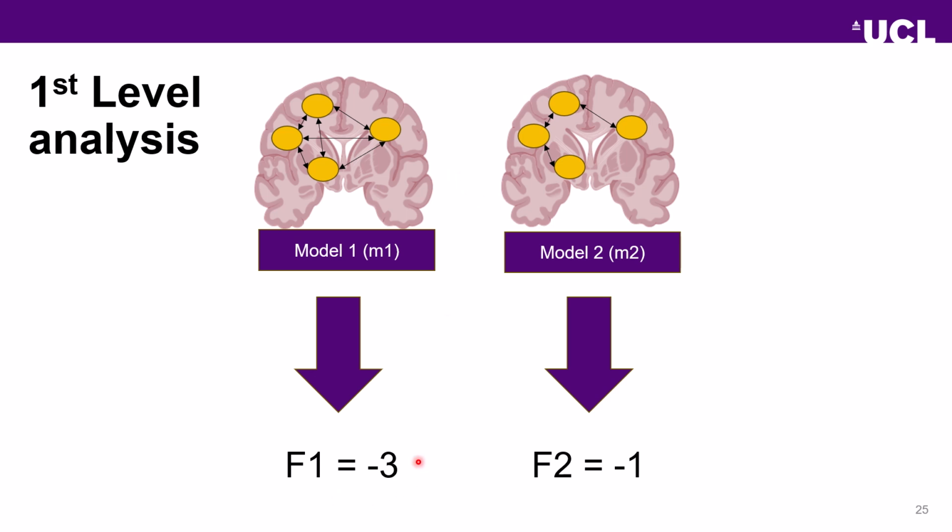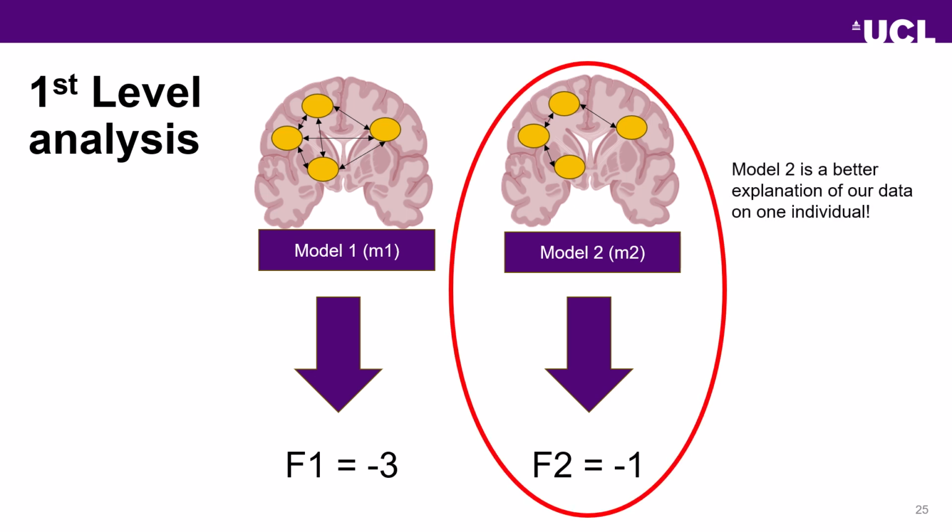So if our free energy score for model 1 is -3 and free energy score for model 2 is -1, because you can have negative free energies, of course, which is better? Well, -1 is higher than -3, so model 2 is better. It's a better explanation of our data on this individual.